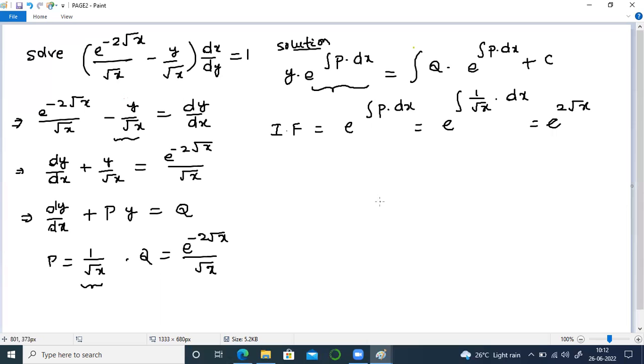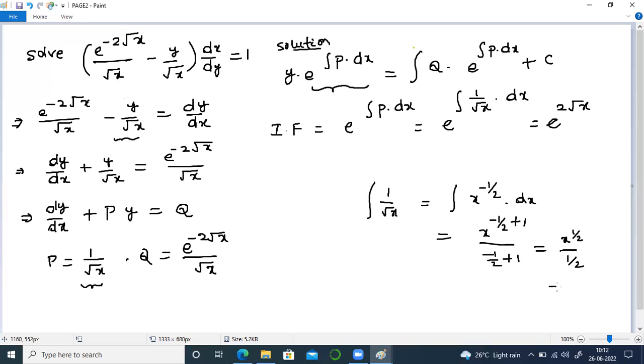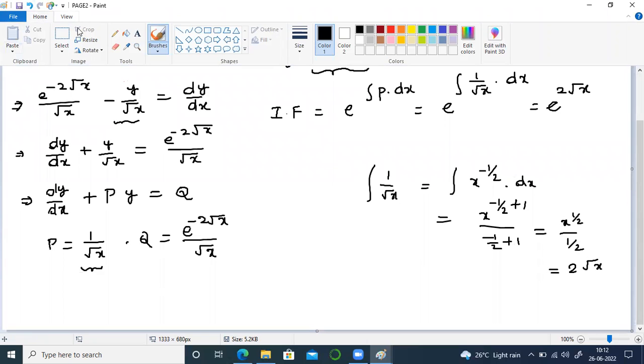So if you want to know how it comes, the integration of 1 over root x: root x is x power 1 by 2, so 1 over root x is x power minus 1 by 2 dx. You know the formula: integration of x power n is x power n plus 1 by n plus 1. So x power minus 1 by 2 plus 1, divided by minus 1 by 2 plus 1. It means x to the power 1 by 2 by 1 by 2, which is 2 into x power 1 by 2. It means 2 root x. This is the way it came. Just to make you understand how this 2 root x came, I have written this. So I am deleting this now.